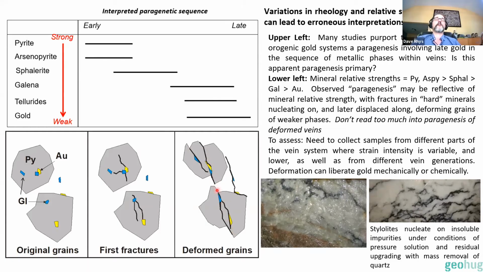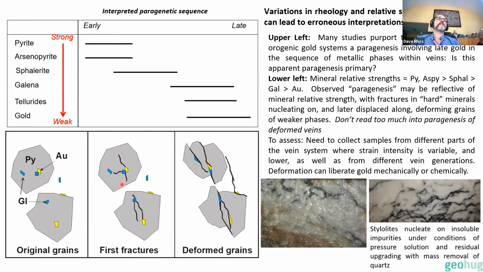And guess what? People say, okay, those minerals are late. They're after the pyrite and arsenopyrite. But in reality, what you're seeing is a mineral strength differential and differential behavior of these different minerals under stress conditions. So what you have to be very careful of is interpreting paragenesis in deformed veins, and go to the tips of the veins, the extension veins. If you want to see the original paragenesis, look at the least deformed part of the vein.